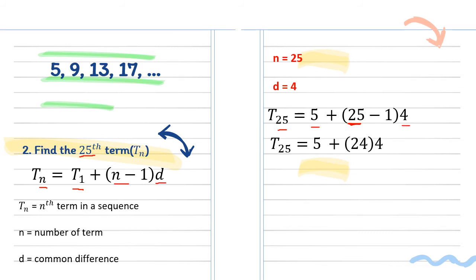Next, 25 minus 1 is equal to 24. Next, 24 multiplied by 4 is equal to 96. Next, 96 plus 5 is equal to 101. Therefore, the 25th term is equal to 101, or t₂₅ is equal to 101.